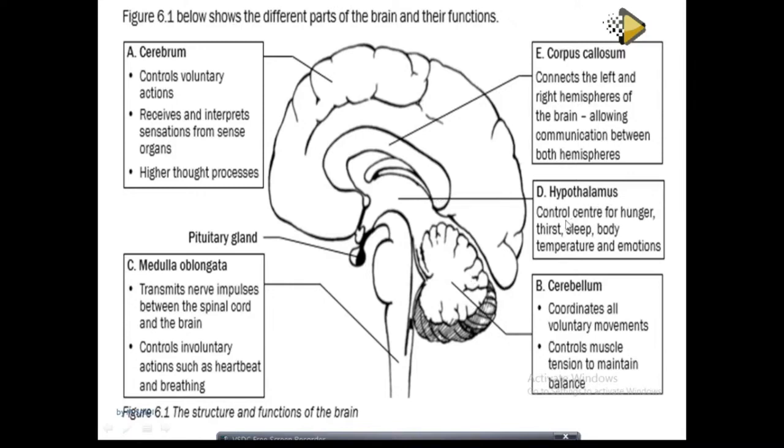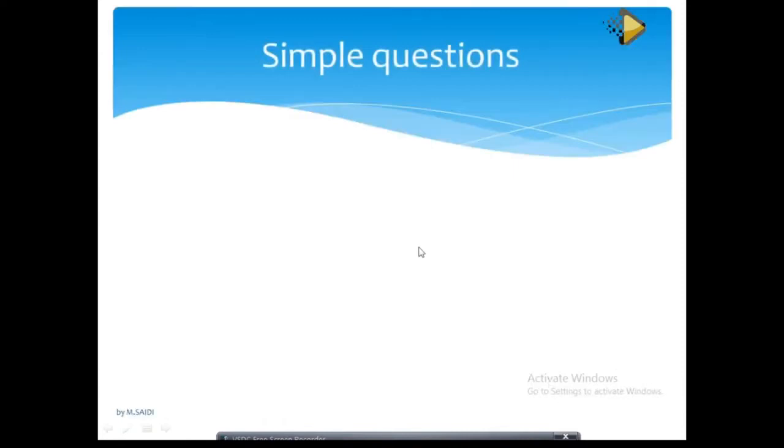We will see this one more when you go to endocrine. It is a center for hunger. When you are hungry, it is this. When you are thirsty, deep sleep, sleeping, body temperature, and emotions. All these are being controlled by the hypothalamus. Then you have the pituitary gland. The pituitary gland is one of the very important glands which can secrete many hormones in the body. We will see this when you go to the endocrine system.